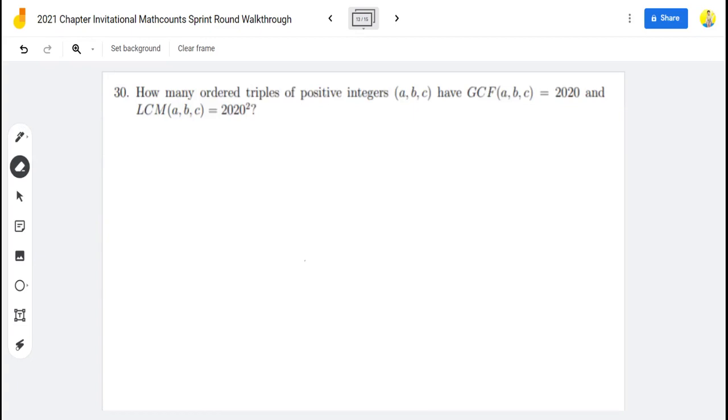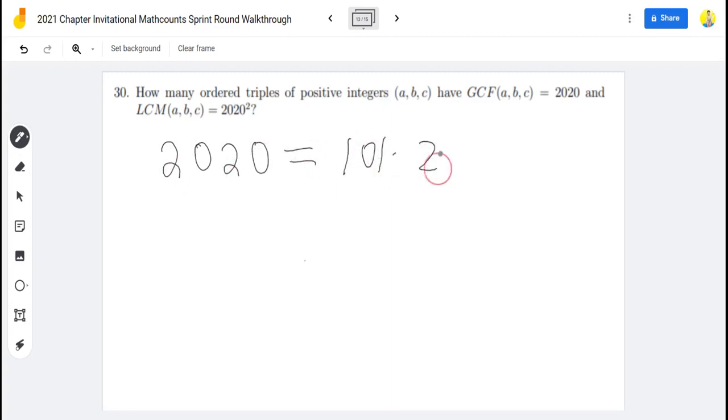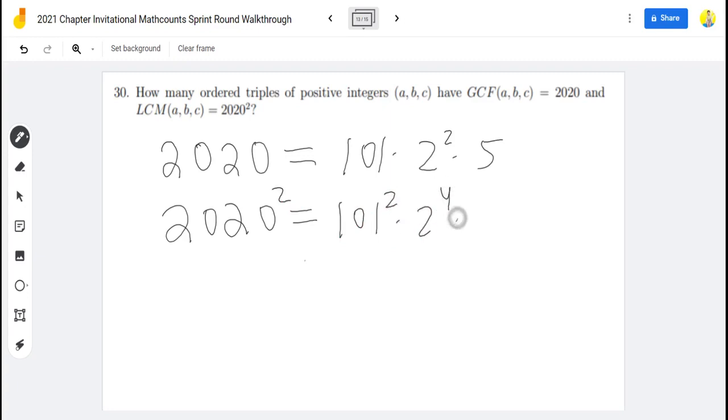On to question number 30, the last question. How many ordered triples of positive integers a, b, c have GCF of a, b, c equals 2020 and LCM of a, b, c equals 2020 squared? So we can first factor 2020. Factoring 2020, we see that 2020 equals 101 times 2 squared times 5. 2020 squared equals 101 squared times 2 to the 4th times 5 squared.